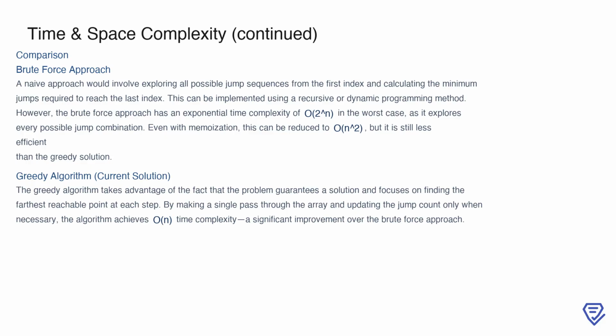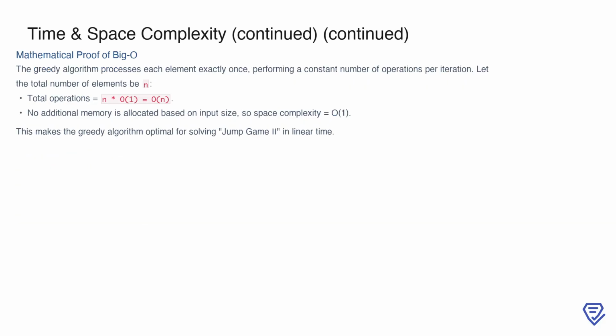With memoization, we could reduce it to O(n²), but it's still far less efficient than the greedy algorithm. By contrast, the greedy approach leverages the guarantee of a solution and focuses on reaching the farthest point with minimal jumps. This strategy reduces the time complexity to O(n) by making a single pass through the array and updating the jump count only when necessary. This makes the greedy algorithm both time and space efficient, making it the optimal solution for Jump Game 2.